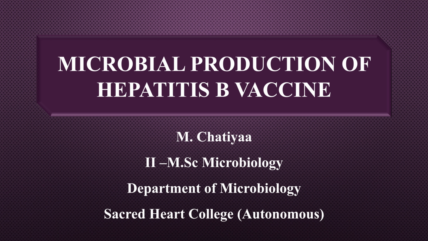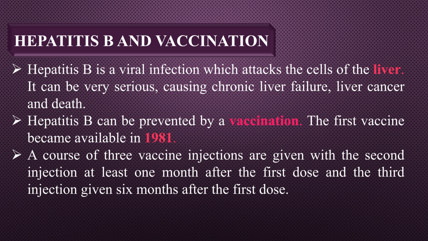In this video, let's discuss microbial production of Hepatitis B vaccine. Hepatitis B and vaccination. Hepatitis B is a viral infection which attacks the cells of the liver. It can be very serious, causing chronic liver failure, liver cancer and death. Hepatitis B can be prevented by a vaccination.